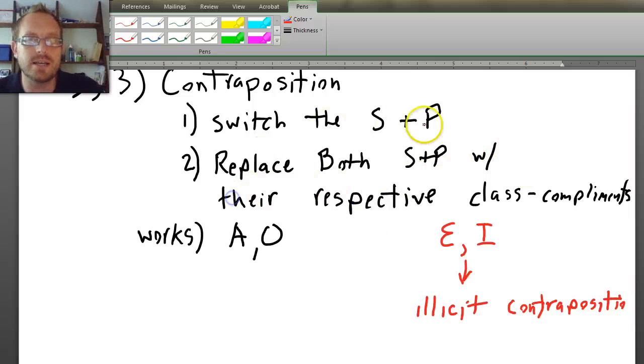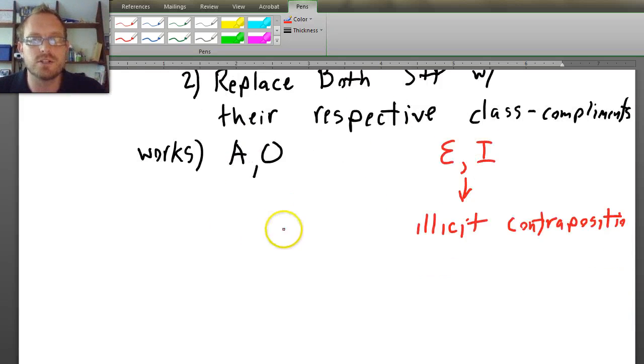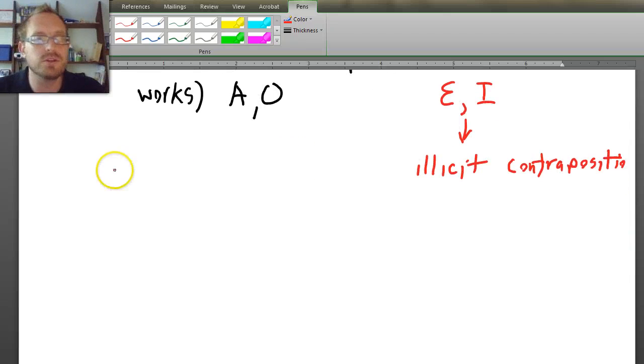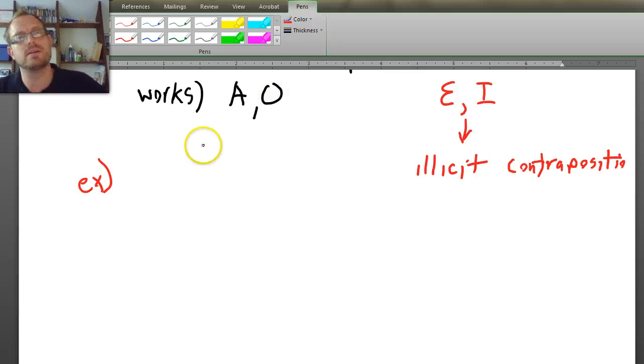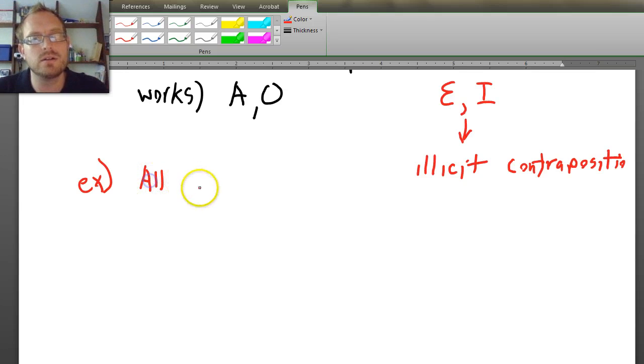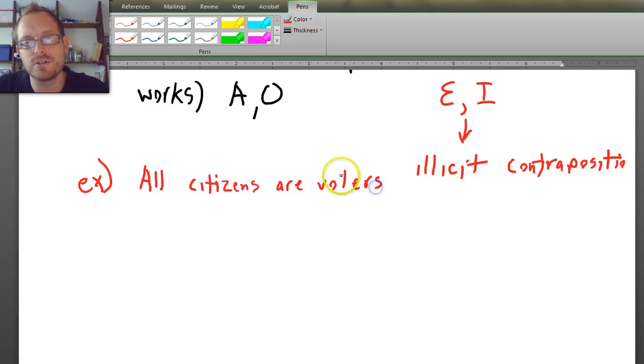Okay, so let's do an example of a contraposition. Remember, you switch the subject and predicate and you replace each of those with their term or class complements. So here's our example. Let's just take an A statement, which is something like: all citizens are voters.